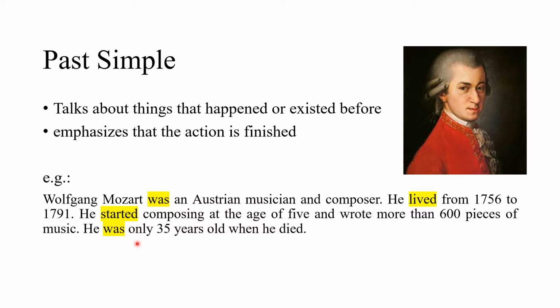For example, Wolfgang Mozart was an Austrian musician and a composer. He lived from 1756 to 1791. He started composing at the age of 5 and wrote more than 600 pieces of music. He was only 35 years old when he died. In this example, we talked about a musician and his achievements who lived in a certain period of past.